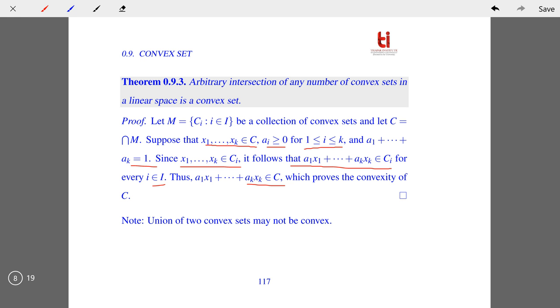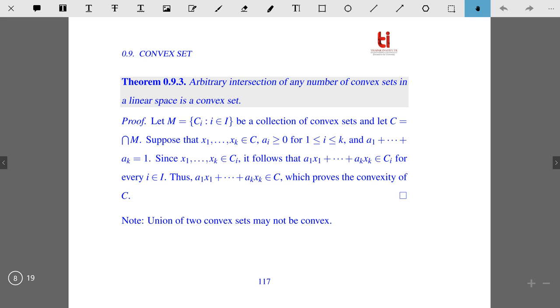So you can prove with the help of an example. Any example can be chosen through which you can show that the union of two convex sets may not be a convex set.